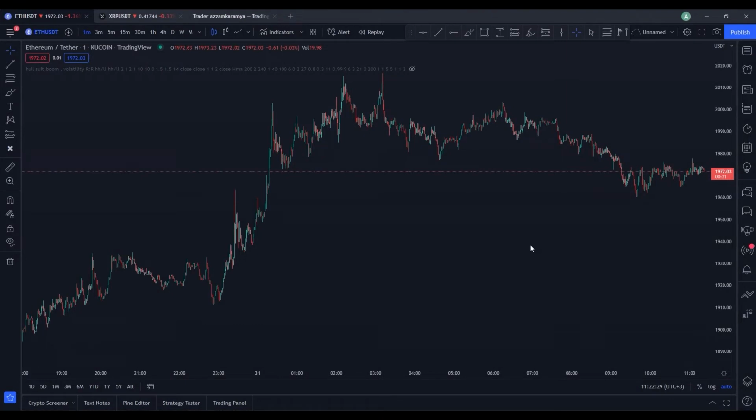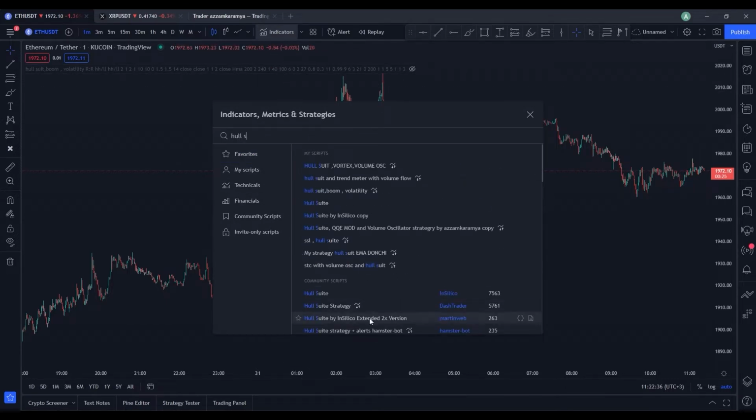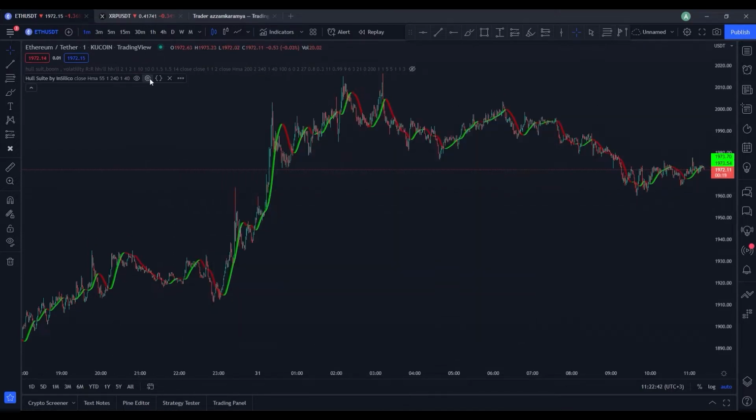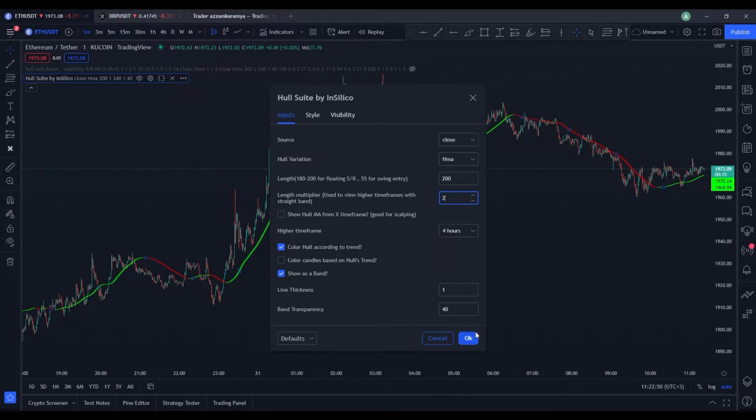This strategy includes 3 free TradingView indicators. Now let's go ahead and add them to our chart. The first one is Hull Suite. We have to change some settings. Change the length from 55 to 200, and the length multiplier from 1 to 2.